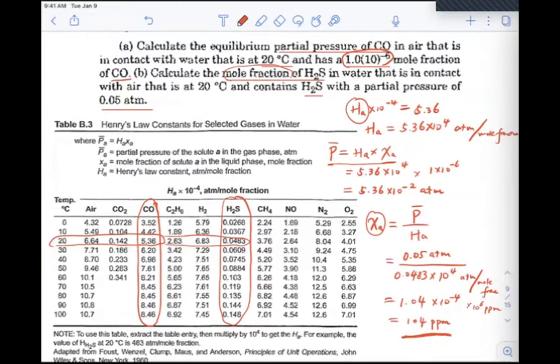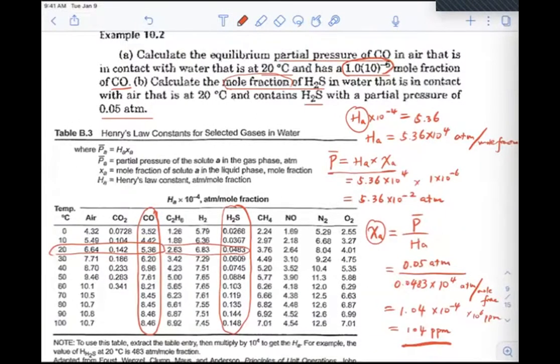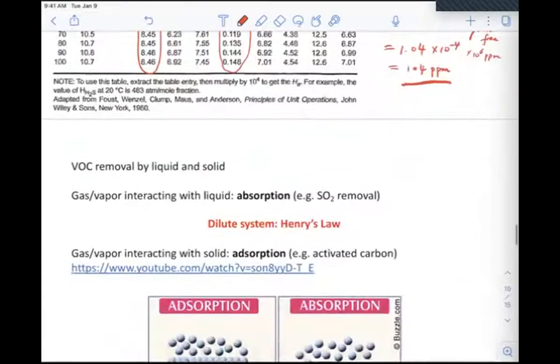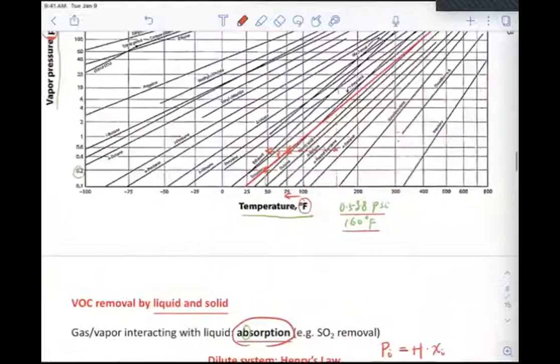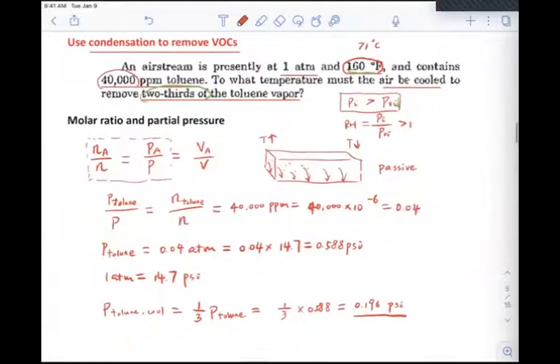So this is how we can use absorption to remove VOCs. As we showed, we just need to apply Henry's law, which is quite straightforward. Then we can determine the mole fraction of these VOCs in the liquid, and also the partial pressure that remains in the gas phase. We can go through this absorption and also the combustion method or other methods in our next class. Let me know if you have any questions. I hope the calculation we showed earlier using the condensation makes sense to you.